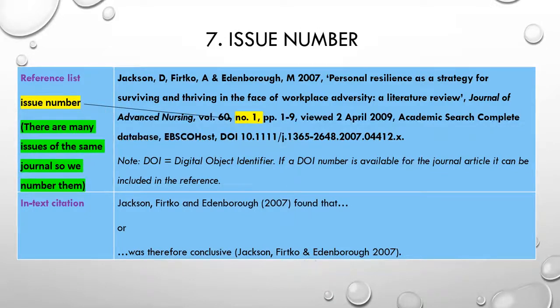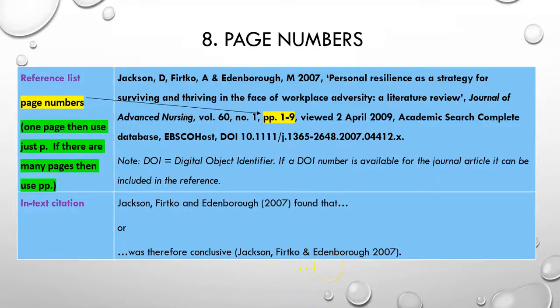Number 7 is the issue number. And again, there can be a number of issues for the same journal, and so we must number those as well. And note again how it's written. It's written NO. with the number. That means issue number 1.